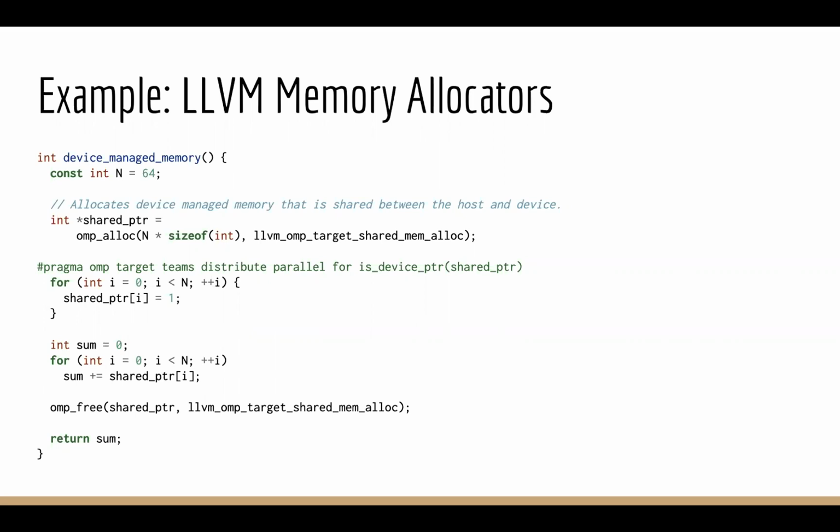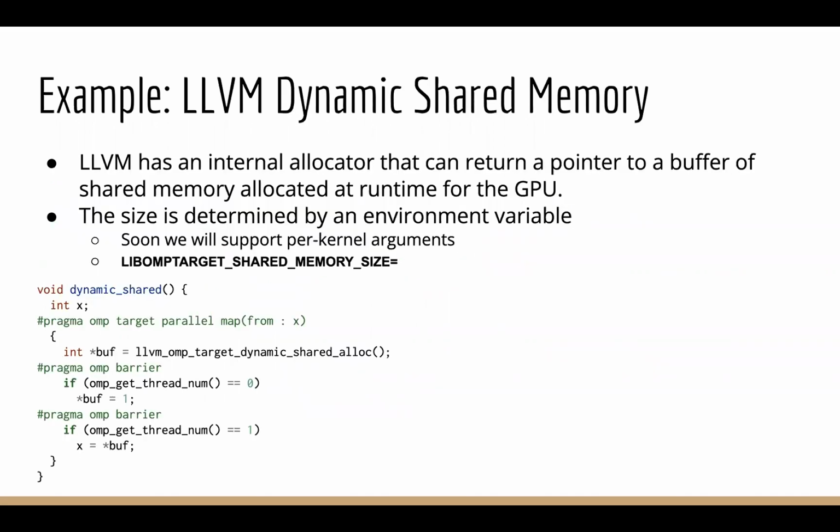Okay, next please. In the device itself, we also support what is called dynamic shared memory, at least in CUDA parlance. LLVM has an internal buffer of dynamic shared memory that is allocated at runtime for the GPU. If you're familiar with CUDA, you know that one of the kernel arguments in the triple chevron you can supply is the amount of dynamic shared memory. This is basically the same concept, except you can use this runtime call that we provide on the device to get a pointer to that buffer, similarly to how you would in CUDA.